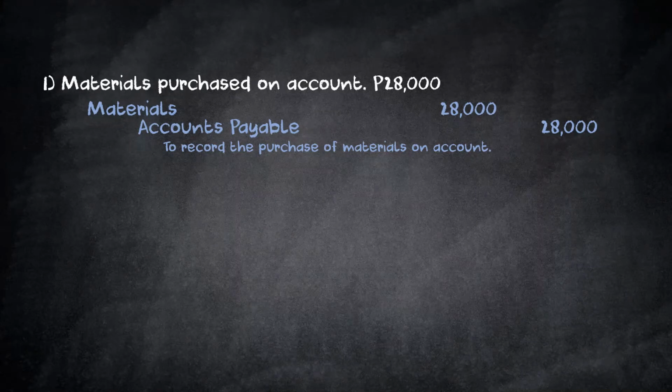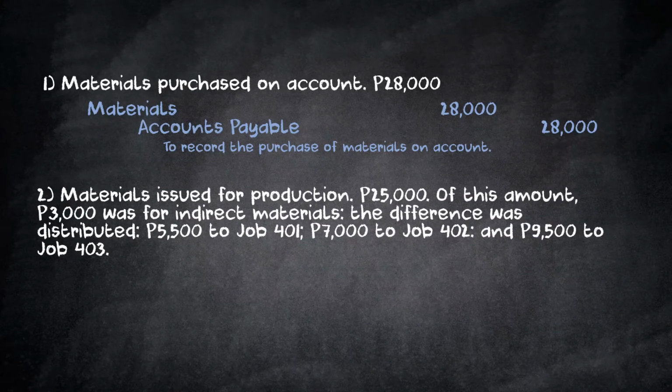Pero if ever naman na may ma-encounter kayong other name of the account like raw materials inventory, okay lang yan. Same lang naman siya with the materials account. Okay, let's now proceed with the second entry. Ayan, materials issued for production. So, ibig sabihin, na nag-start na i-process ang ating mga materials, dinala na natin siya into production. So, we have a total amount of 25,000.